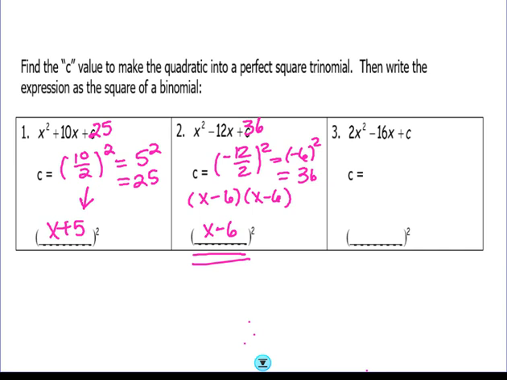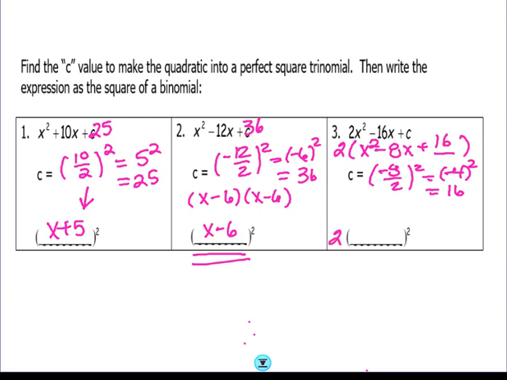Alright, number 3. We can't do this. We can't take half of b until our a is 1. So we're going to factor out that 2 first. And now we're going to find c. So now we've got to go half of b squared. So negative 4 squared, which is 16. Alright, so when we factor this one, we've got that 2 out front. And then what multiplies to give you 16 but adds to give you negative 8? It's going to be x minus 4, x minus 4. So that's why we get our x minus 4 squared.